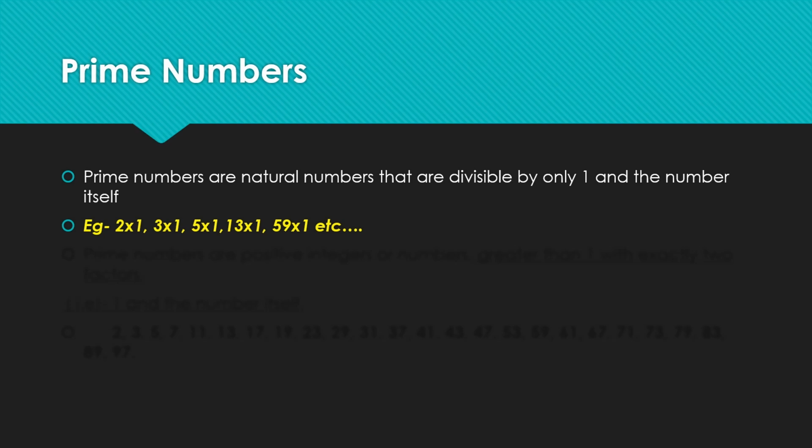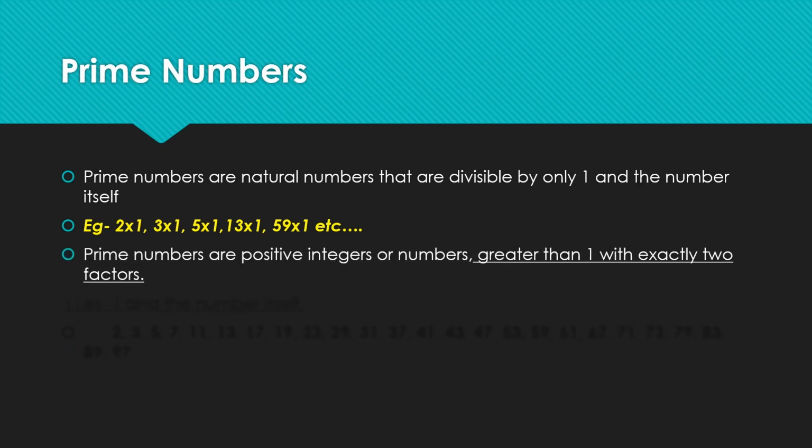In other words, how can we explain a prime number? Prime numbers are positive numbers or integers greater than 1 with exactly two factors. What are the two factors? The two factors are 1 and that same number itself. See, 1 and that number itself.